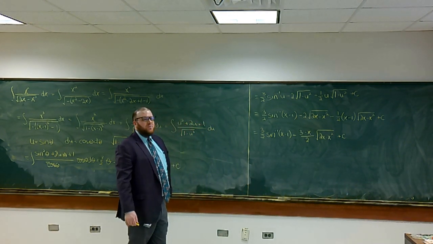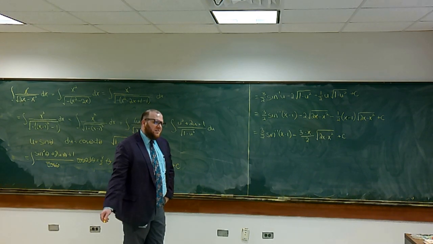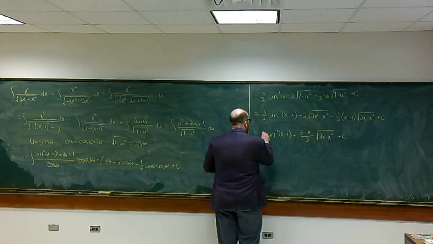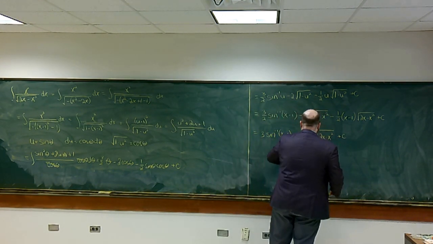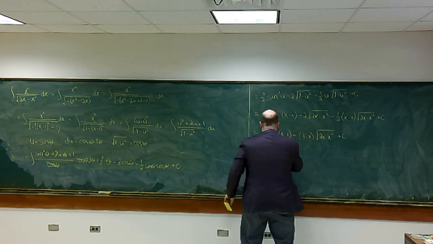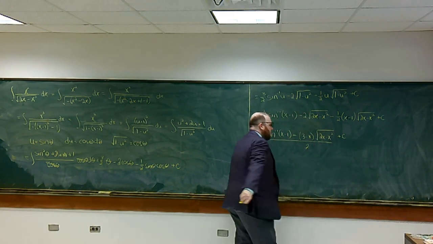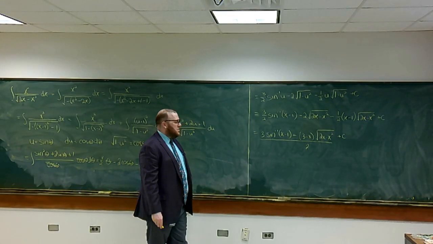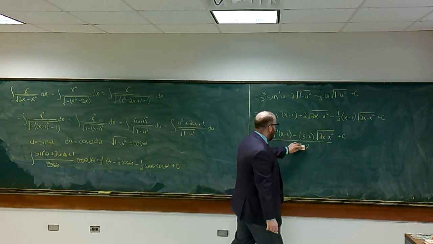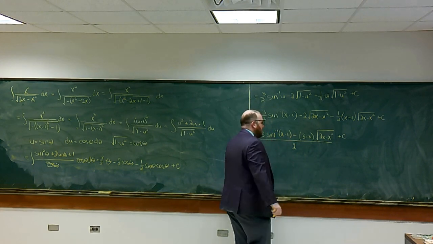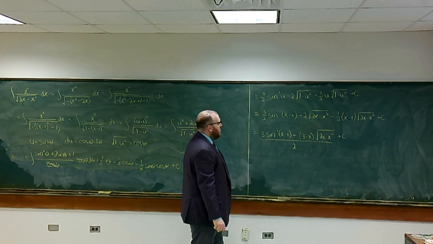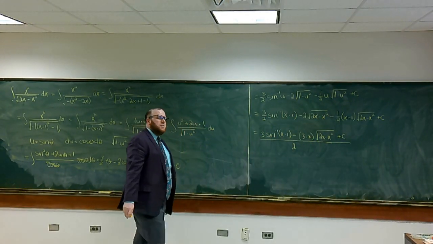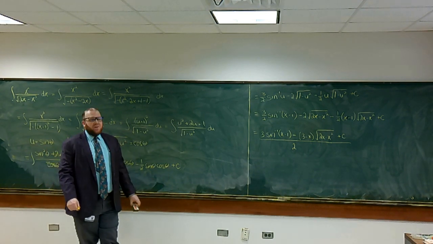You could technically write everything over 2. You could technically do this. One has a 1/2, it doesn't matter. Would it be wrong if you just put the whole thing and you put 2C? I don't even need to do that, I could just do that. 2C is still a constant, isn't it? Yeah, that would also be correct.